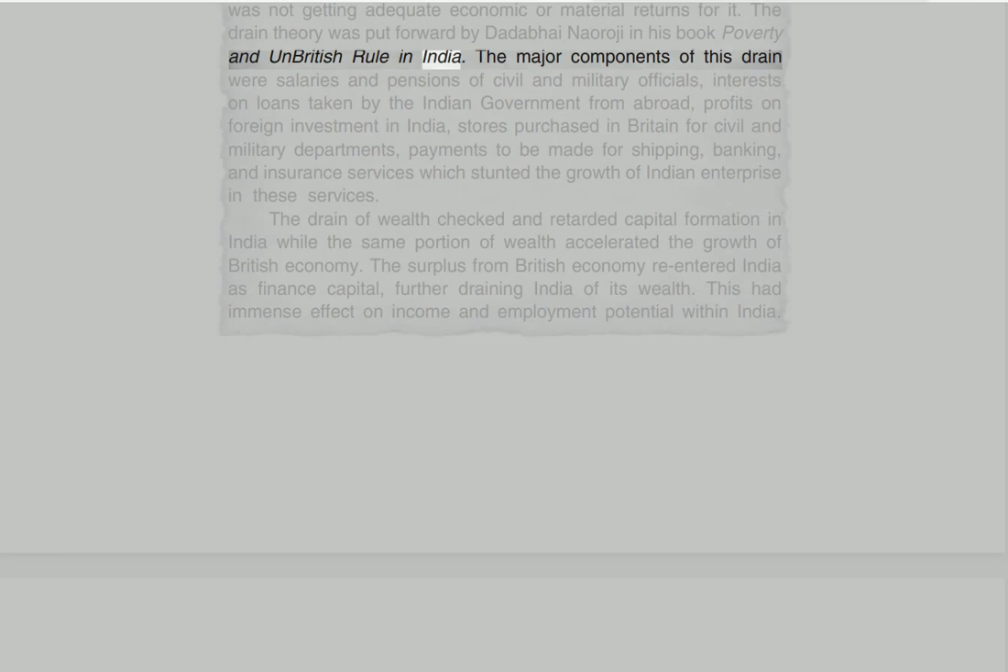The major components of this drain were salaries and pensions of civil and military officials, interests on loans taken by the Indian government from abroad, profits on foreign investment in India, stores purchased in Britain for civil and military departments, and payments to be made for shipping, banking, and insurance services, which stunted the growth of Indian enterprise in these services. The drain of wealth checked and retarded capital formation in India while the same portion of wealth accelerated the growth of British economy. The surplus from British economy re-entered India as finance capital, further draining India of its wealth. This had immense effect on income and employment potential within India.